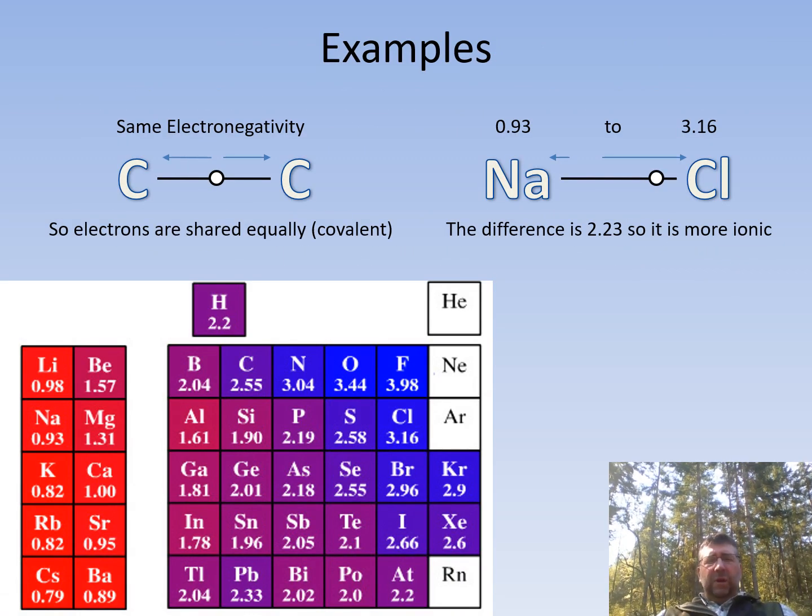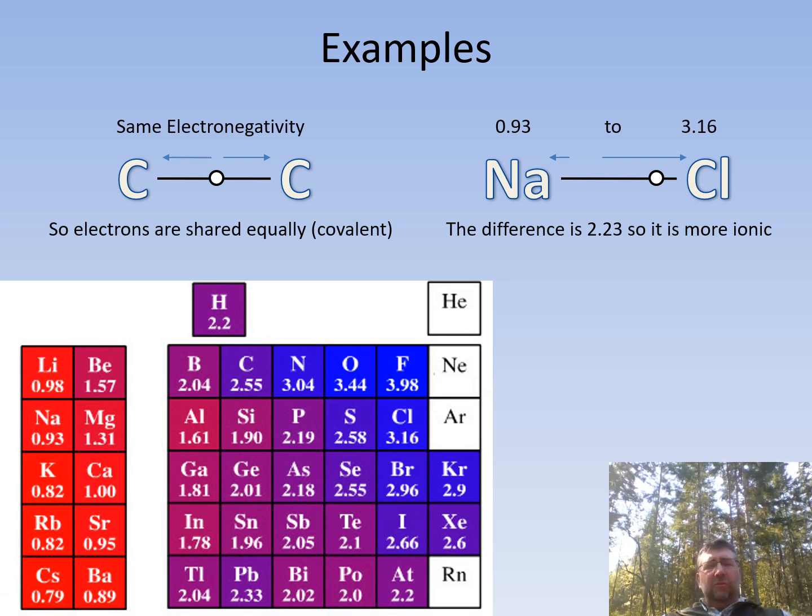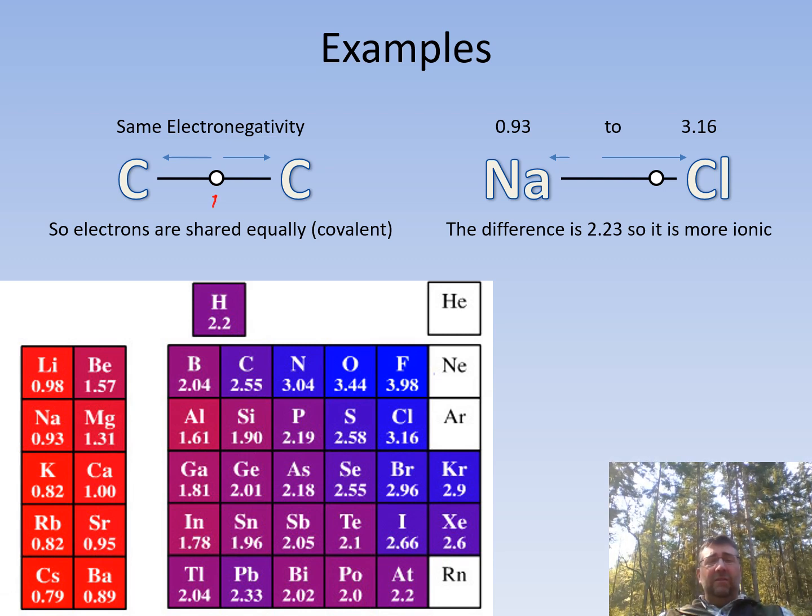Okay, so here are some examples. You'll notice that the carbon-carbon bond has the electrons being shared exactly equally because they have the same electronegativity. So we'd say that the electrons are basically sitting right halfway in between the two of them. That would be a nonpolar covalent bond.